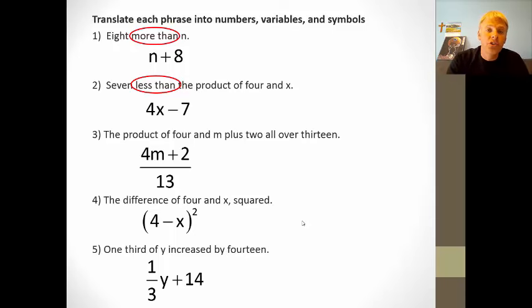Number 3 could be a little tricky. Notice the phrase all over means you're going to take everything that came before the word over and put it on the top of the fraction and then 13 on the bottom. The difference of 4 and x squared, remember difference means you have to put the things you're subtracting in parentheses. So the 4 minus x goes inside the parentheses with the power of the exponent outside. 5, 1/3 of, we're multiplying 1/3 by what follows, so 1/3 of y, and then increased or addition with 4 there.